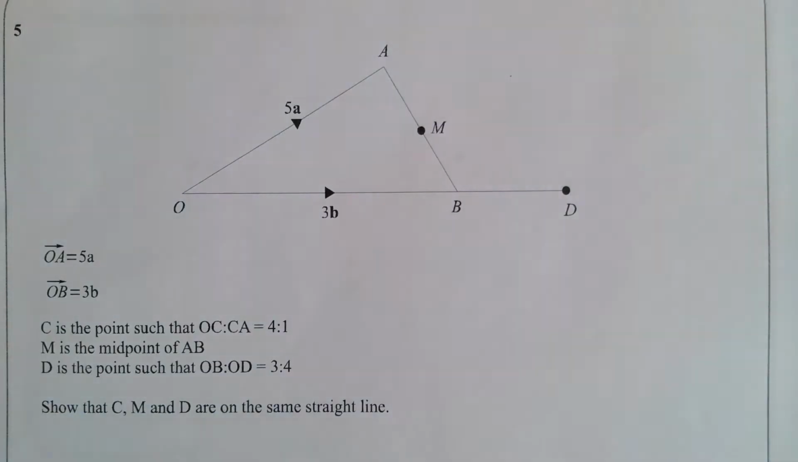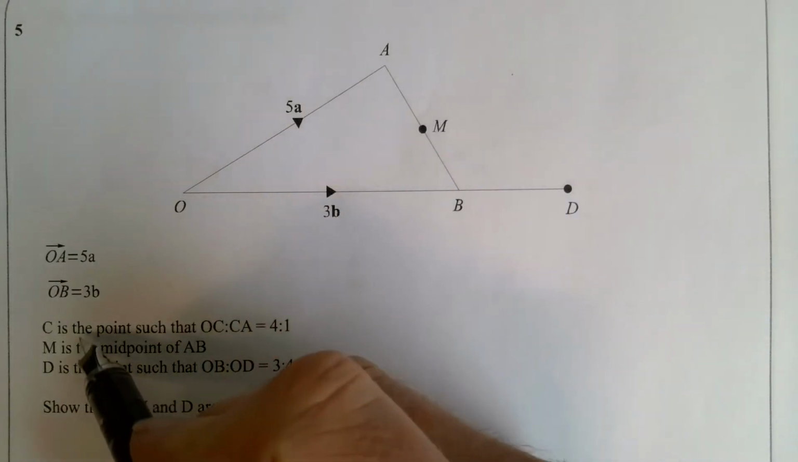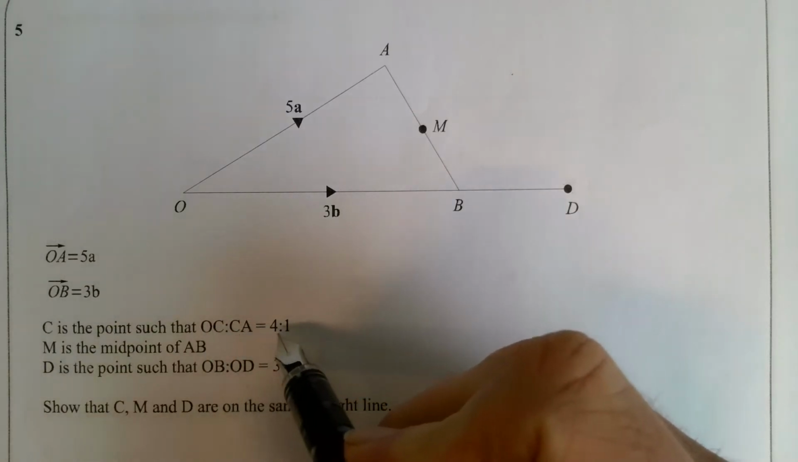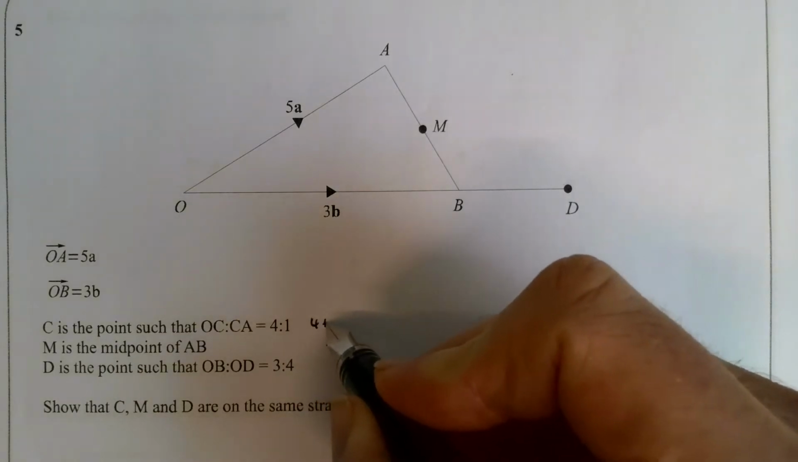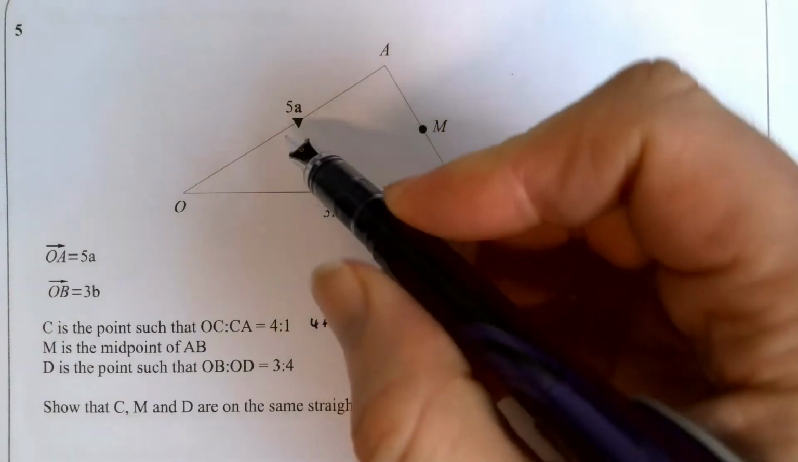Right, okay, here goes with question 5. There's 5 marks for showing that C, M and D are on a straight line. Well, I can see M and D. Where's C? Now I would recommend using a bit of colour where you can. But C is the point such that OC to CA is 4 to 1. That means 4 plus 1 equals 5 equal parts that we've got to split this into.